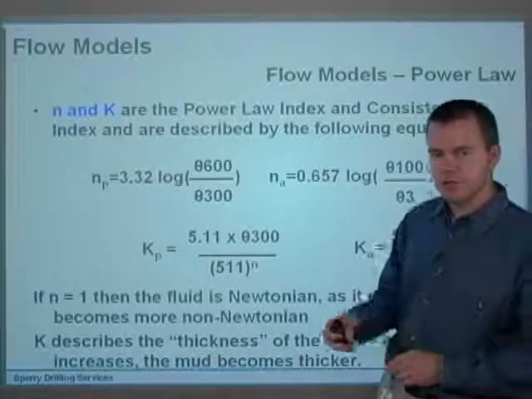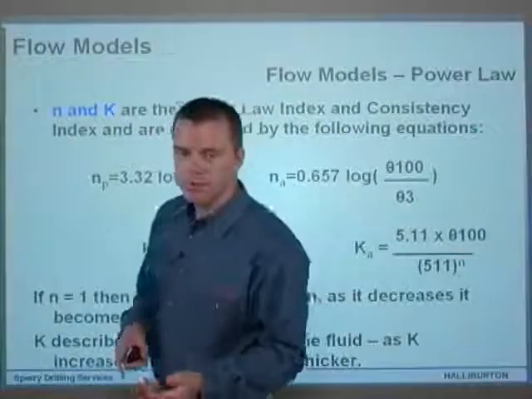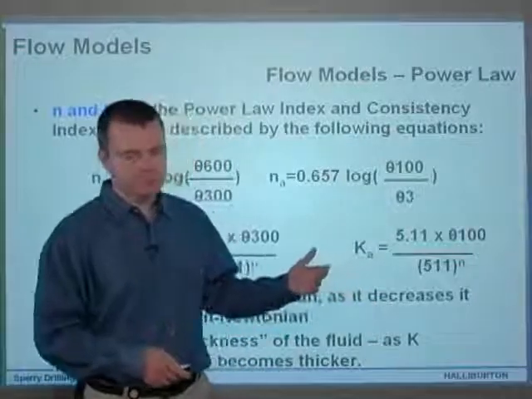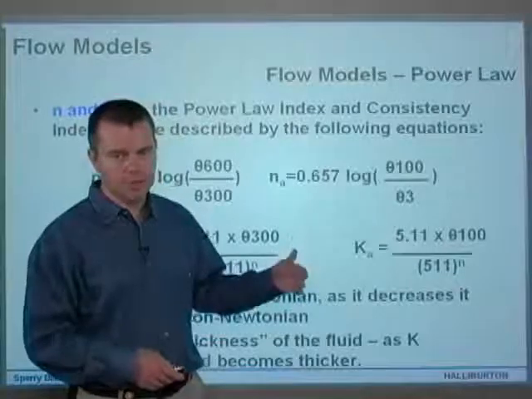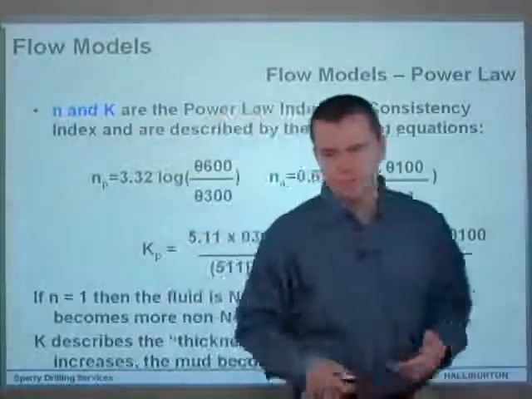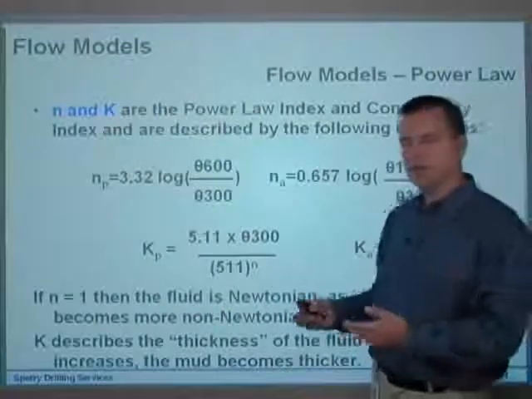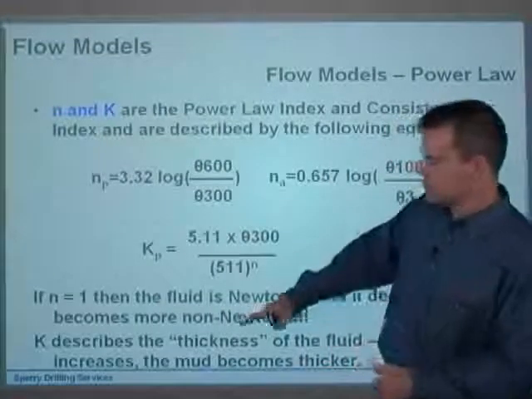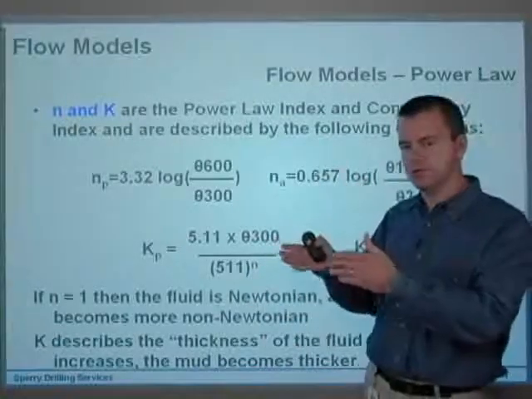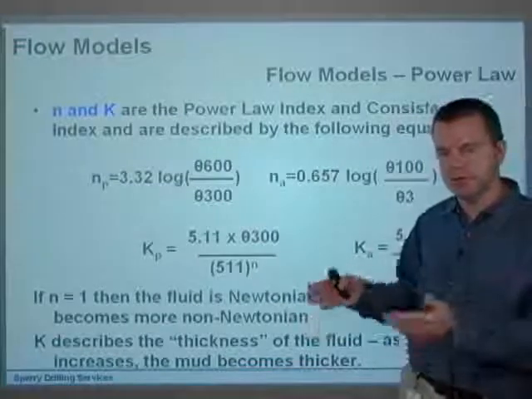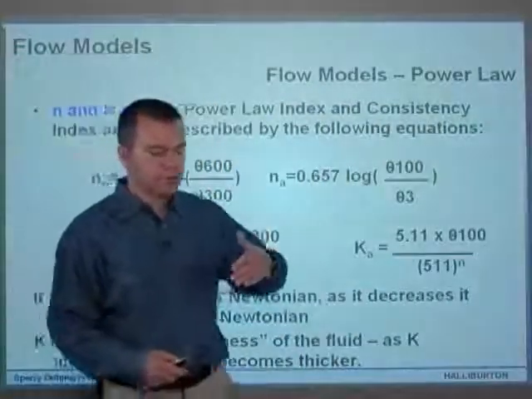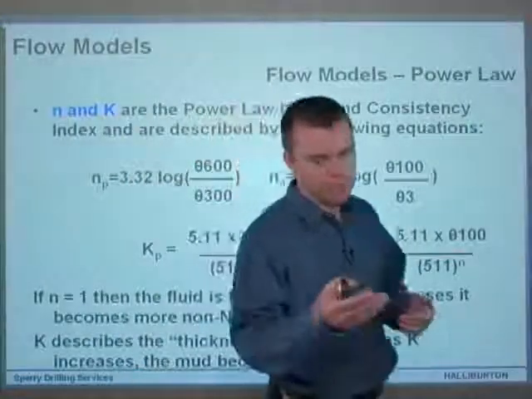Now basically, if n equals 1, as I said before, the fluid is Newtonian, and as it decreases it becomes non-Newtonian. And K describes the thickness of the fluid, and as K increases, the mud becomes thicker, as in the slope of that line increases. You need more shear stress to increase the shear rate than if it was a thinner fluid where K was less. So the higher K is, the thicker the fluid is. The higher the pressure would be if you're trying to pump the fluid.